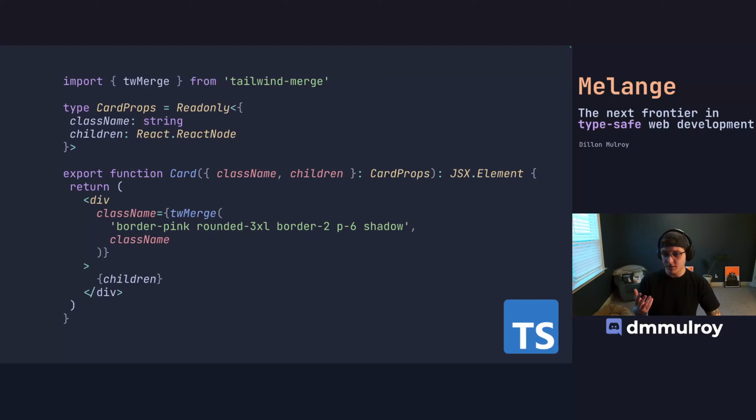If we look here, this is your run-of-the-mill React component in TypeScript, right? We have this card component. It uses a third-party library called Tailwind Merge, which effectively just lets you merge together Tailwind classes so they don't override each other in the wrong way. We take some simple props, nothing too crazy.